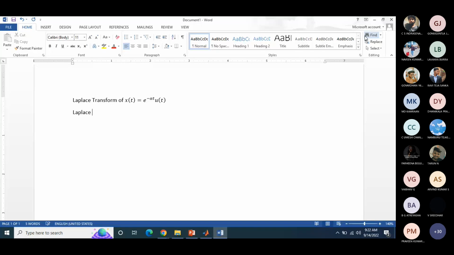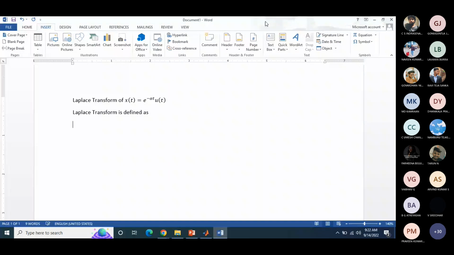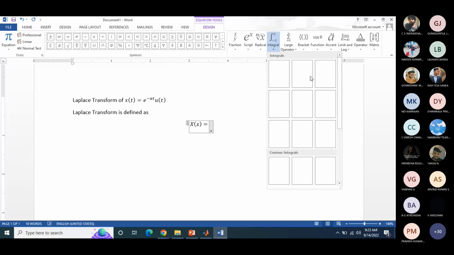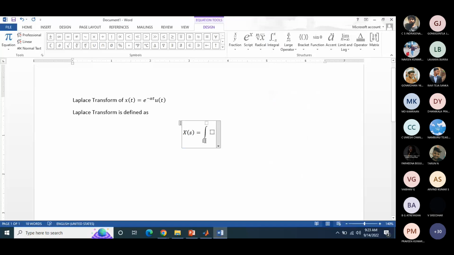So what is the formula for Laplace transform? Laplace transform is defined as what? What is the formula? Can you tell me what is x of s? x of s is equal to integral from minus infinity to infinity of x of t into e power minus s t dt. This is the formula, correct.